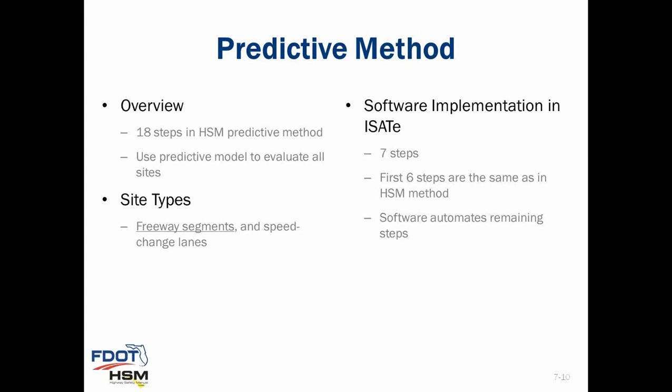The software that implements the method also follows the 18-step process. The first 6 steps consist of data assembly activities that are completed by the analyst. Step 7 then calls for initiating the calculations within the software. The software, of course, then automates these calculations and hence the remaining steps in the process. Today, we're going to focus our discussion on the first 6 steps because they can be the most challenging.